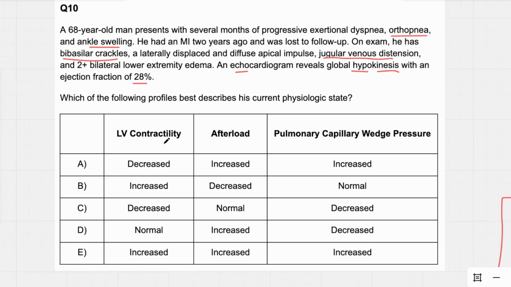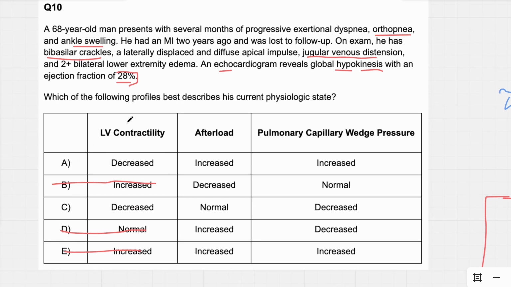So left ventricular contractility. Well, if this guy's got heart failure, evidenced by his low ejection fraction, we know that his left ventricle is probably not pumping blood very well, right? So contractility is probably decreased. So let's cross off anything that says increased or normal. It's not normal because we have low ejection fraction, for sure. Okay, and then there were two just from that. We're already down to a 50% shot if we guess now. So again, let's say I don't know what afterload is. Let's jump to wedge pressure.